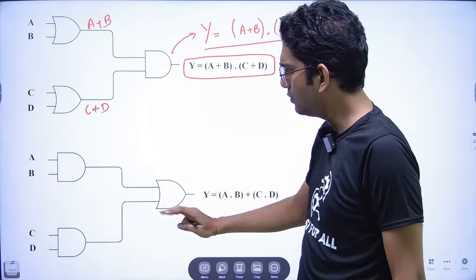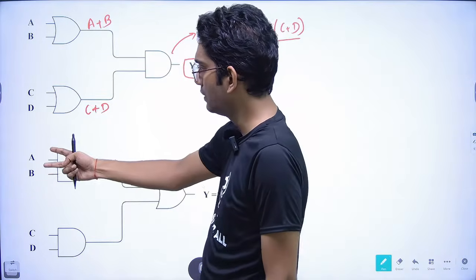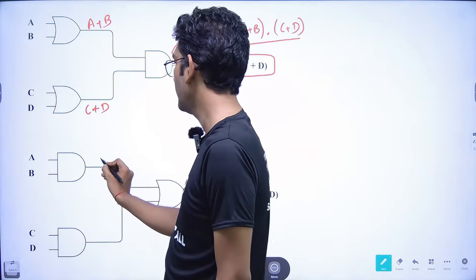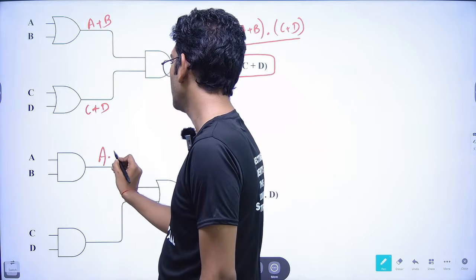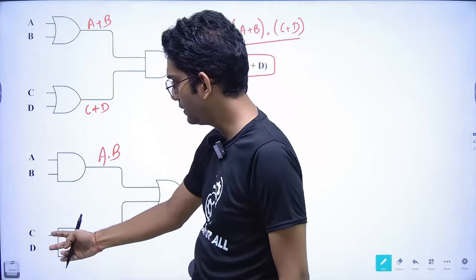Now next coming to this circuit. Fine. So here two inputs A and B are taken. So here what will we get? We will get A dot B. Now here C and D are the two inputs.